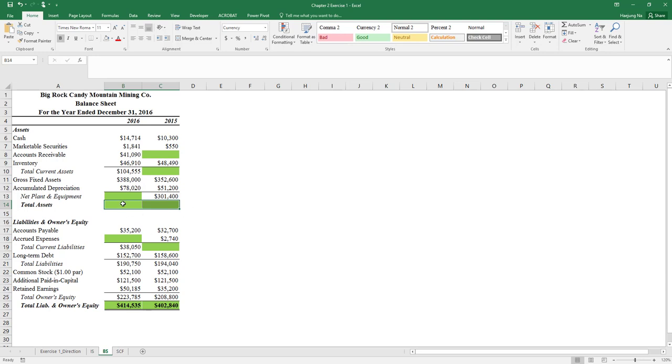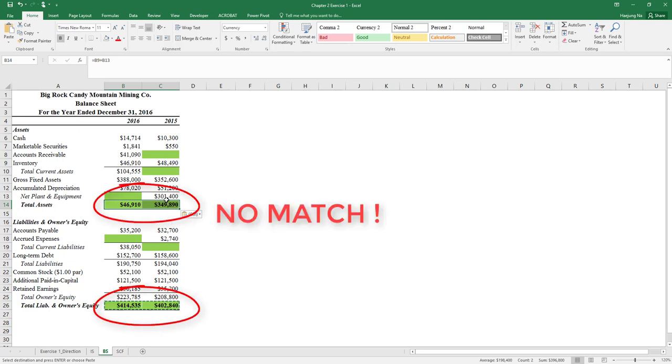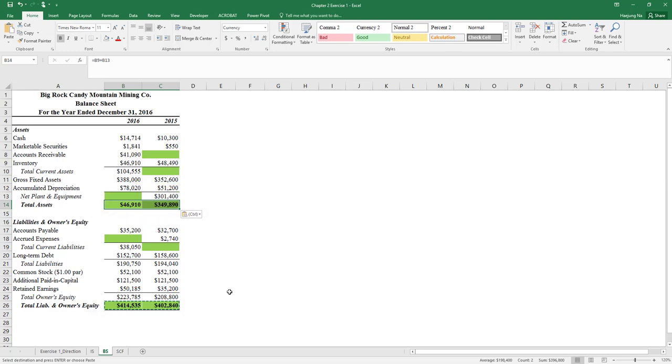So let's copy the amount here and paste it over the total assets amount. And what do you find? The numbers are not the same, right? Why does it happen? Because what Excel does is automatically copy and paste not the numbers, but the formulas. That's the default function.